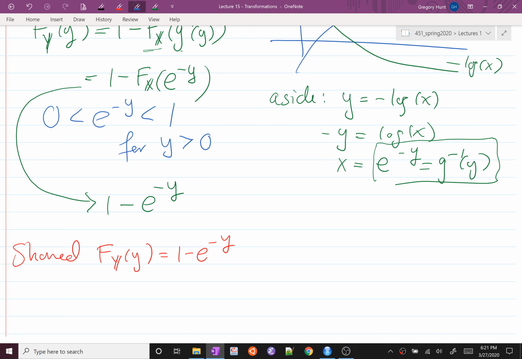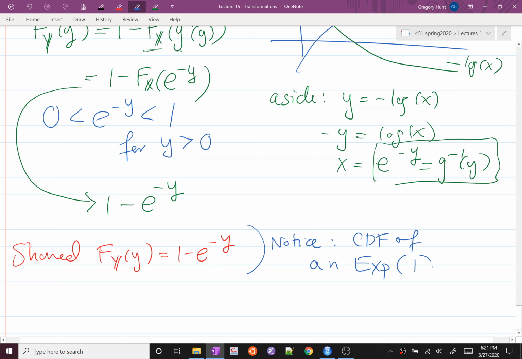Now, if you're clever, you're going to notice this is the CDF of an exponential distribution with rate parameter 1.